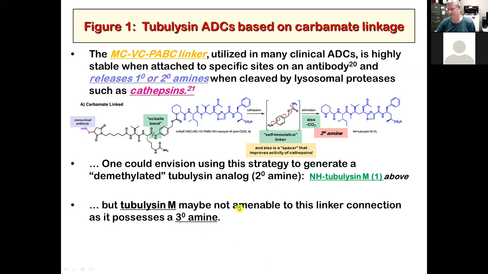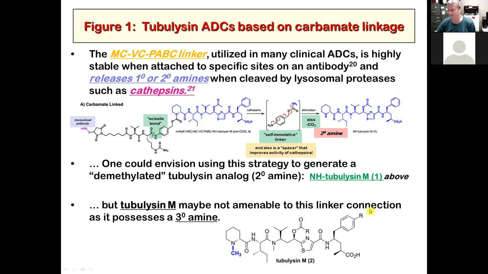So tubulysin M may not be amenable to the linker connection because it possesses a tertiary amine. So this is called NH tubulysin M. What about tubulysin M? Look at this molecule. This is the actual active warhead, okay? And what kind of amine is this? It's not a secondary amine. This is a tertiary amine.